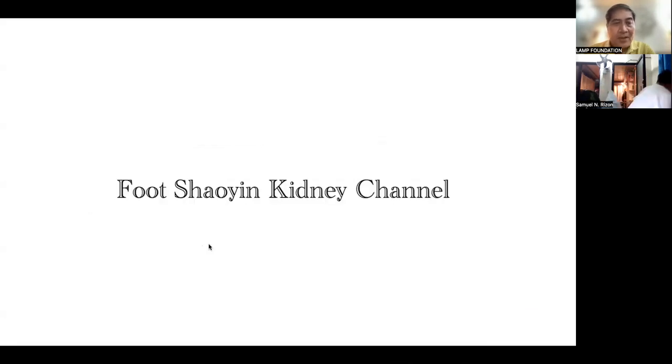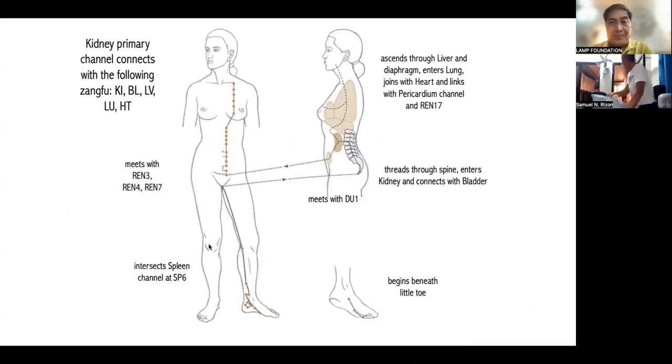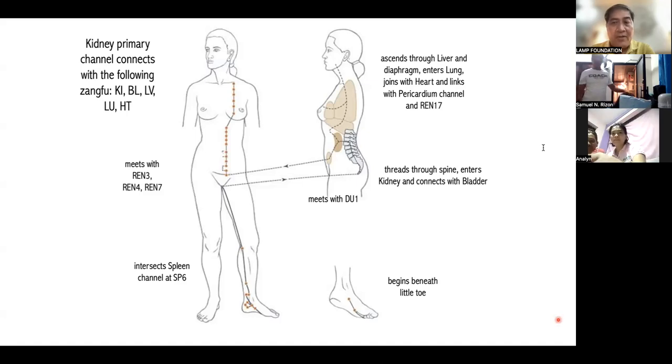Thank you. Now, let's go to foot Shaoyin kidney channel. Okay, ito po yung primary channel. As you can see, nagbibigin siya beneath the little toe. Crosses the sole of the foot and emerges at kidney 2 on the inferior aspect of the navicular tuberosity of the instep. So from here, nagta-travel po siya posterior sa medial malleolus.